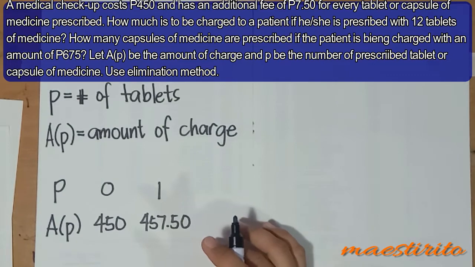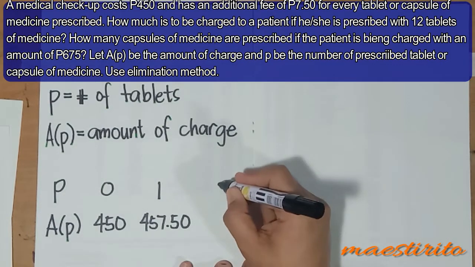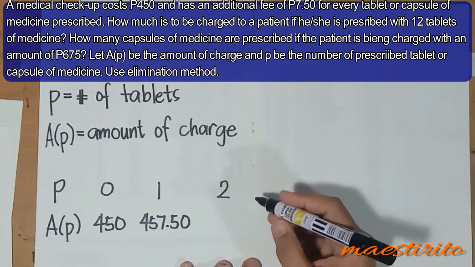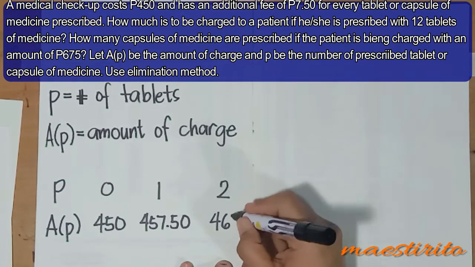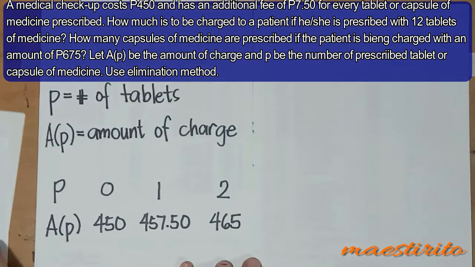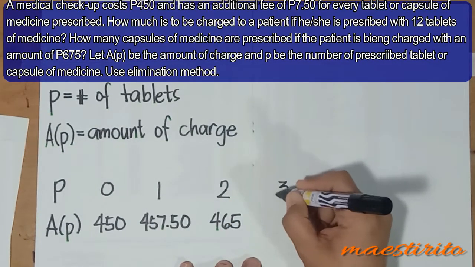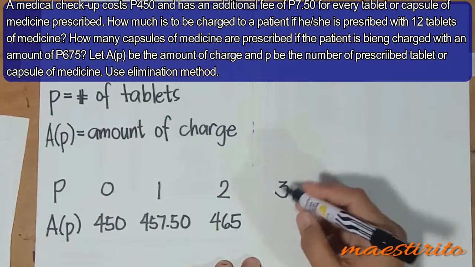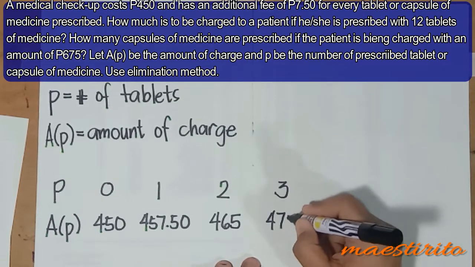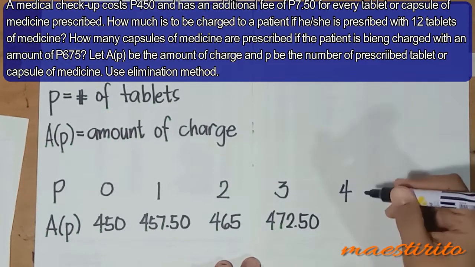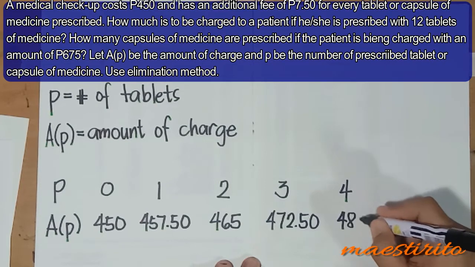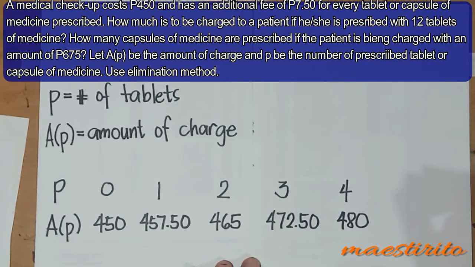For 2 tablets, there will be an amount of charge of 465 pesos. And if 3 tablets will be prescribed, the amount of charge is 472.50, and for 4 tablets it's 480 pesos.